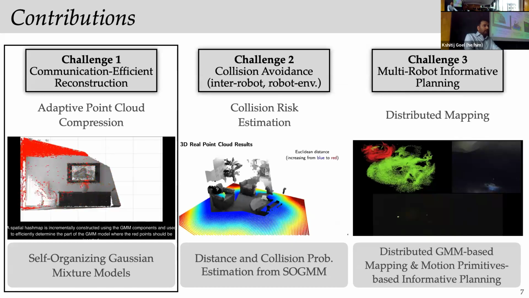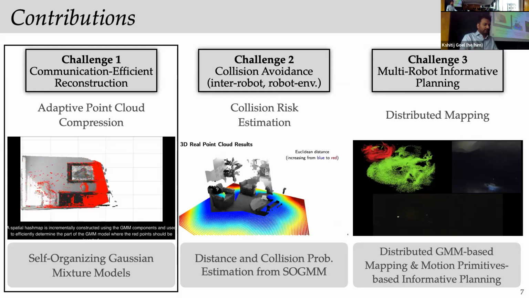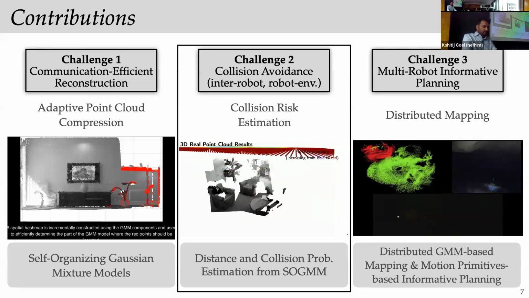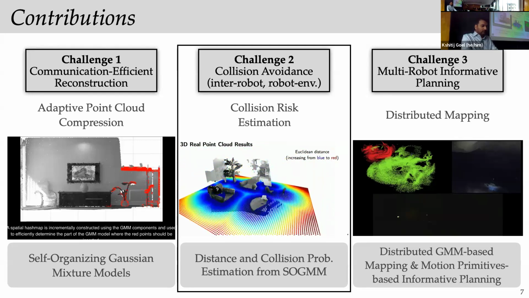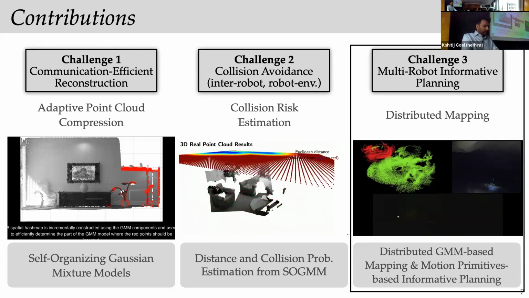For adaptive point cloud compression, we introduce a method called self-organizing Gaussian mixture modeling, or SOGMM for short. This method compresses point clouds into a GMM. And from this GMM, the original sensor point cloud can be reconstructed. An example of one such reconstruction is shown in this video. Second contribution is towards solving challenge two. This time we use the GMM model to calculate Euclidean distance between the robots and the environment model. An example of the Euclidean distance field is shown here. Lastly, this thesis contributes a system that enables distributed mapping using GMMs. This distributed mapping system can be used for active multi-robot reconstruction in challenging environments like caves, such as the one shown here.